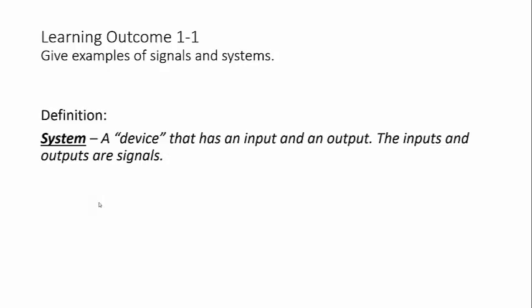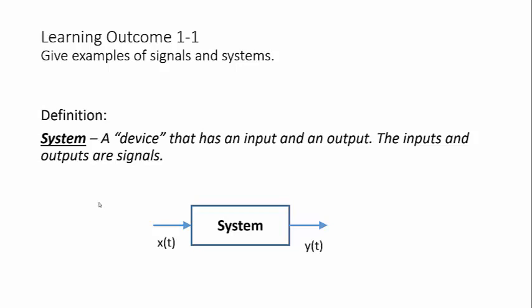Now we'll talk about a system. What is a system? A system is a device that has an input and an output. The inputs and outputs are signals. That's useful since we just talked about input and output signals. We quite often diagrammatically describe it like this, showing x of t going in to some system and y of t coming out. It could be in discrete time with x of n and y of n.